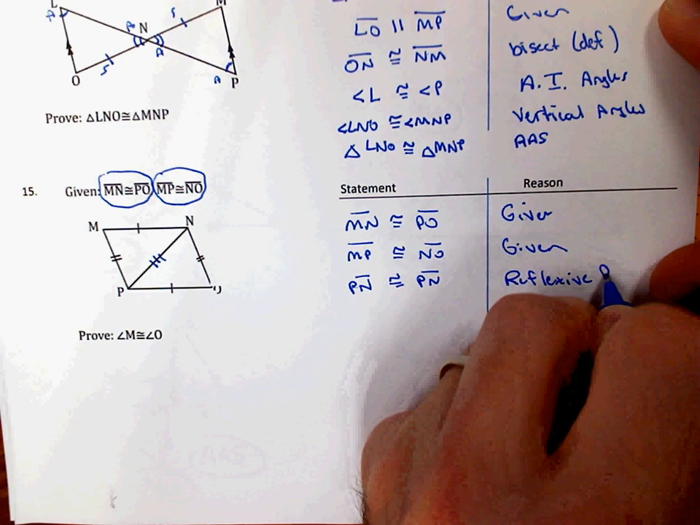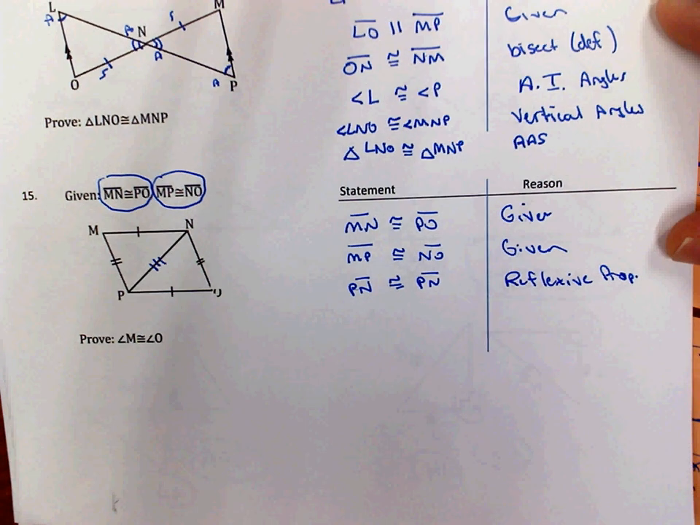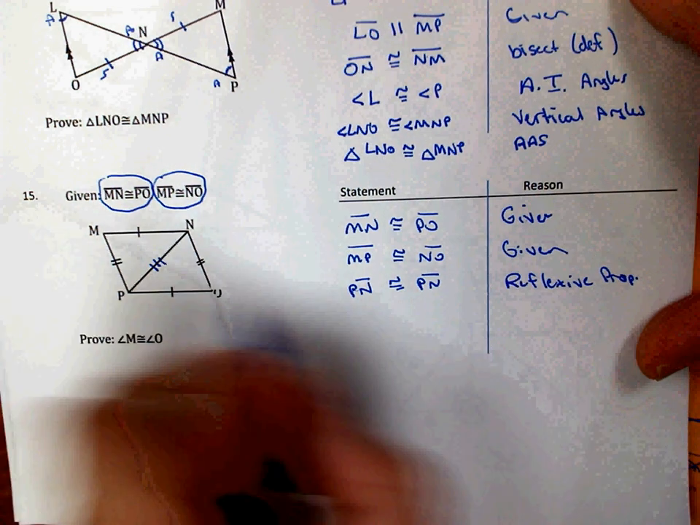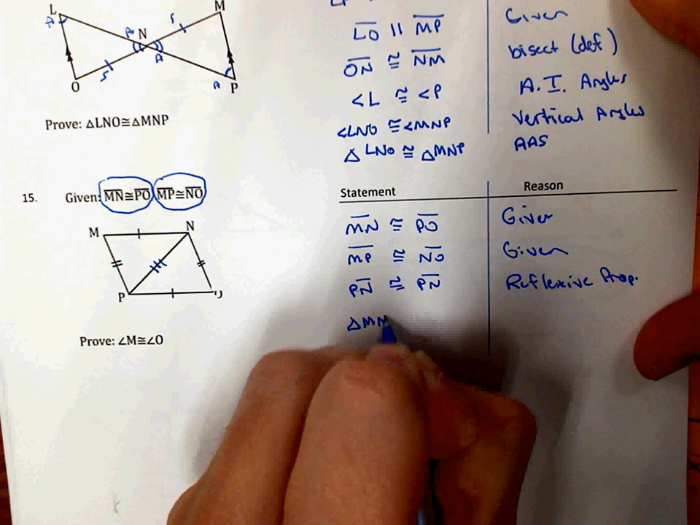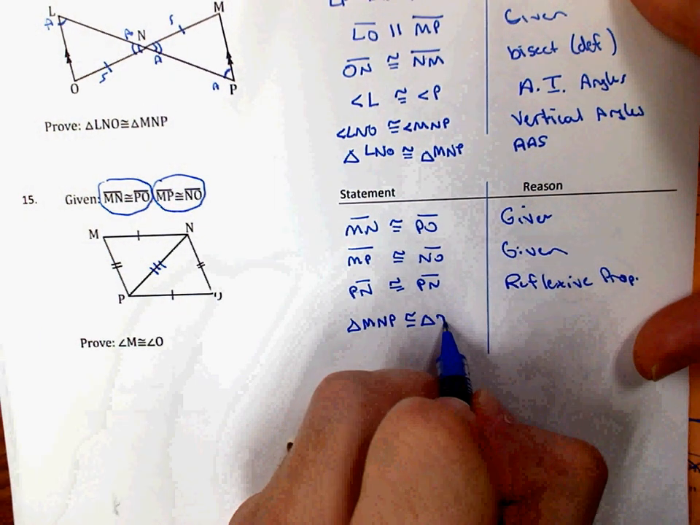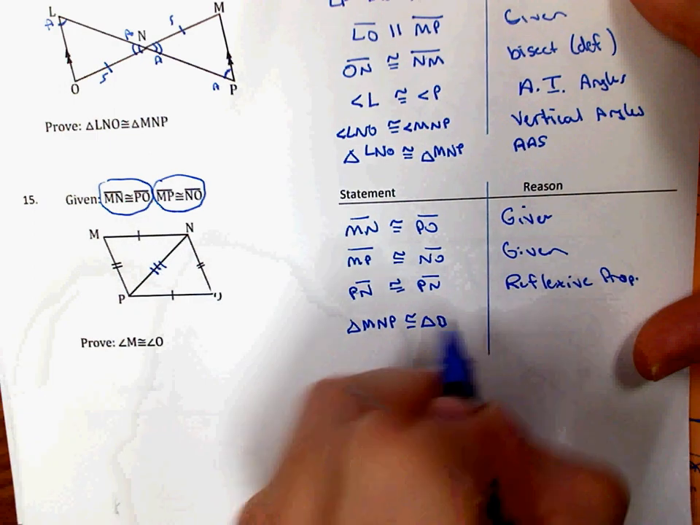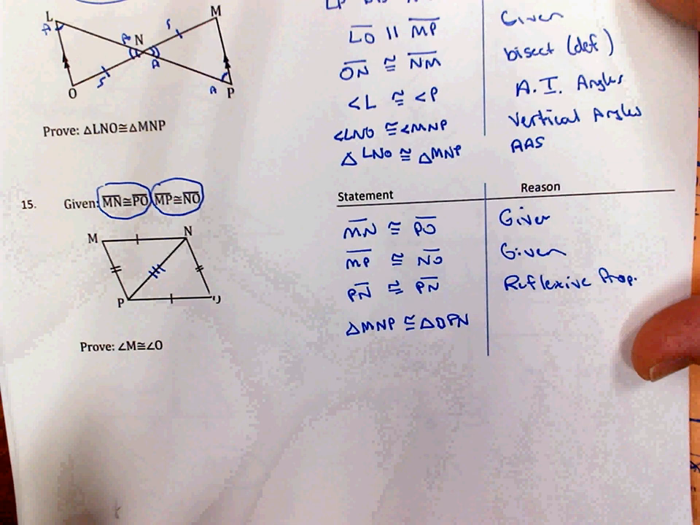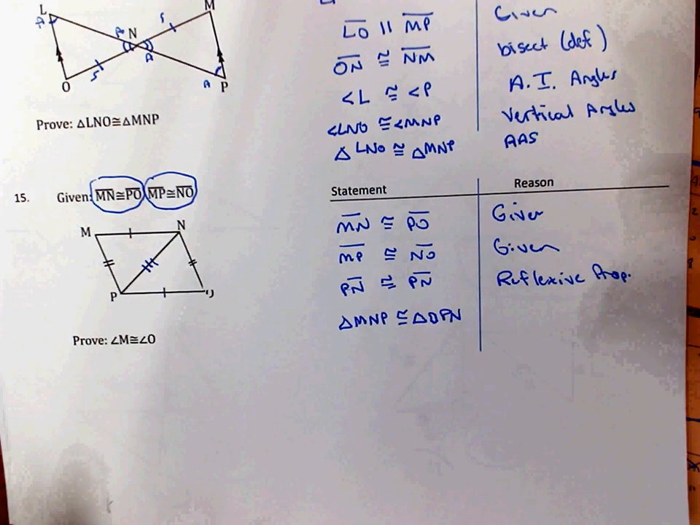I now have enough information to prove that the triangles are congruent. And so I can say that triangle MNP is congruent to triangle OPN. Kind of have to follow the letters to make sure you're using the right letters at the right time. And the reason I can prove that is side, side, side. I've got all three sides.